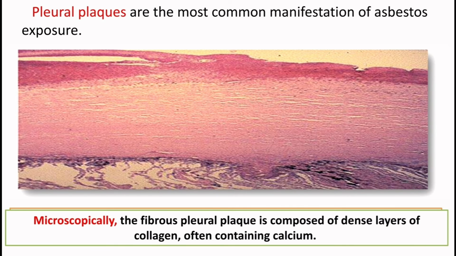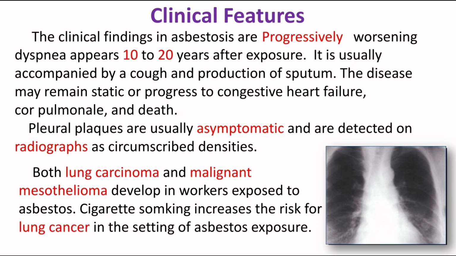Clinical features. The clinical findings in asbestosis are progressively worsening dyspnea, which appears 10 to 20 years after exposure. It's usually accompanied by a cough and the production of sputum. The disease may remain static or progress to congestive heart failure, cor pulmonale, and death. Pleural plaques are usually asymptomatic and are detected on radiographs as circumscribed densities.